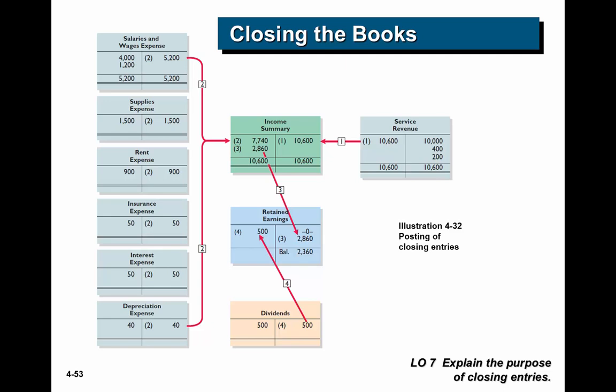Then there was the dividends. It had a debit balance, so we credit that account and debit the retained earnings. That's how we close the books. Everything's taken to zero except for retained earnings, which now has a balance of $2,360.